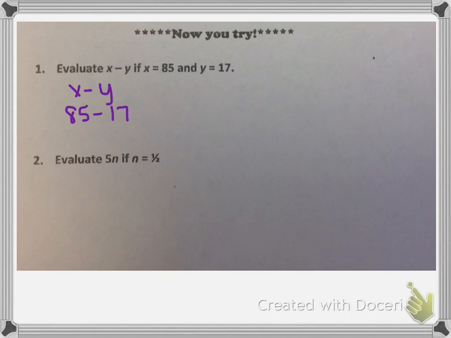And then when I subtract 85 minus 17, I get 68. So our answer to the first one is 68.